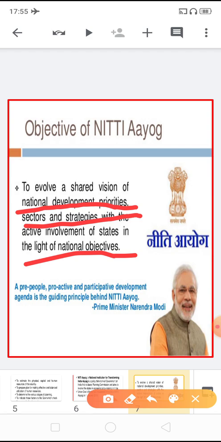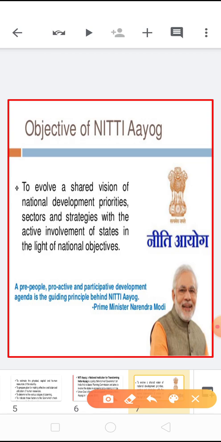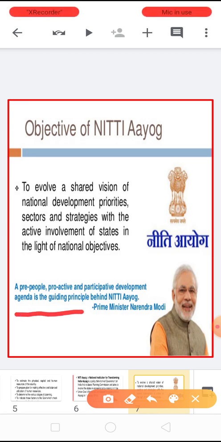Now we have a famous proverb which is given by Prime Minister Modi: a pro-people, proactive and participative development agenda is the guiding principle behind Niti Aayog. So the main focus behind this Niti Aayog is to make certain policies or strategies which will be very helpful for the country to achieve proper social, economic and financial growth. Such policies were adopted under this Niti Aayog.